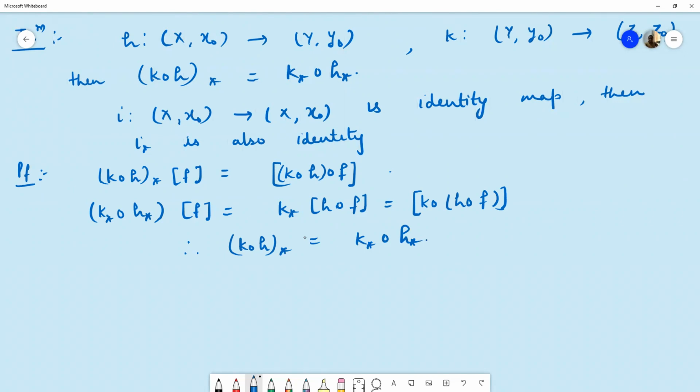And the second part is very trivial because I* at F, by definition, is I∘F, and I is the identity map, so I∘F is just F. So I* of F is F, which means I* is the identity map.